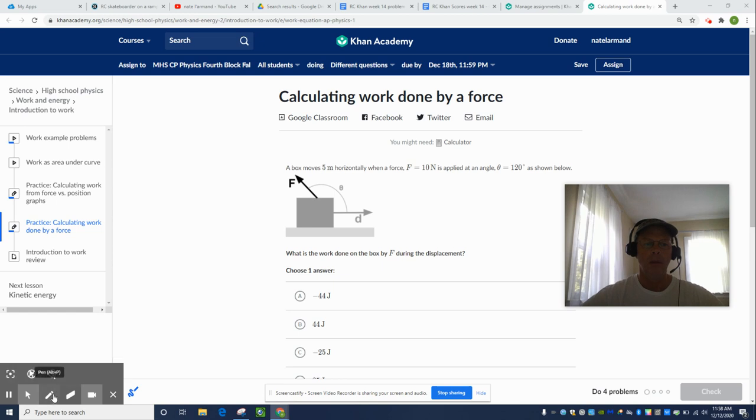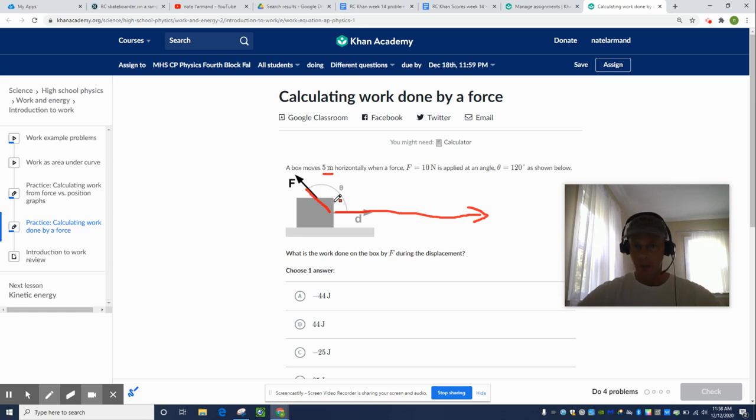I'd like to do a Khan Academy problem from the set called Calculating Work Done by a Force. So this block moves 5 meters to the right. That is the horizontal displacement. Except the force is oblique, that is neither parallel nor perpendicular, but there's a portion of the force that is parallel. Well, I guess we'd say anti-parallel.